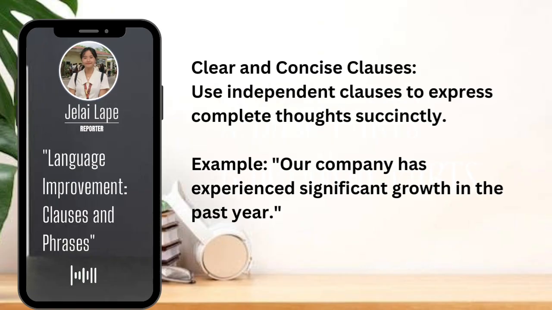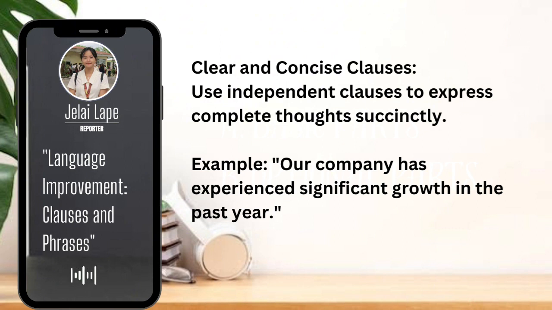Using clauses and phrases effectively within a business letter can enhance clarity, professionalism, and persuasiveness. Here's how we can incorporate them to improve language. First, clear and concise clauses. Use independent clauses to express complete thoughts succinctly.